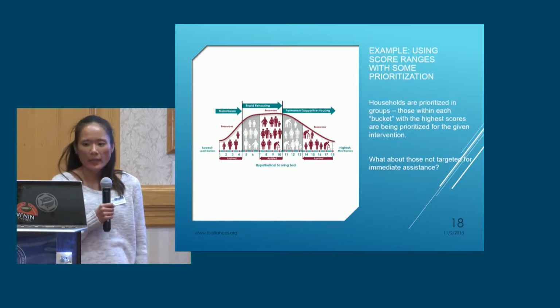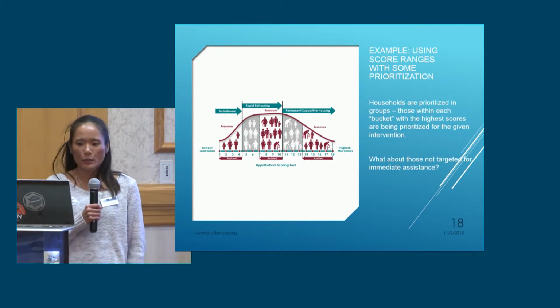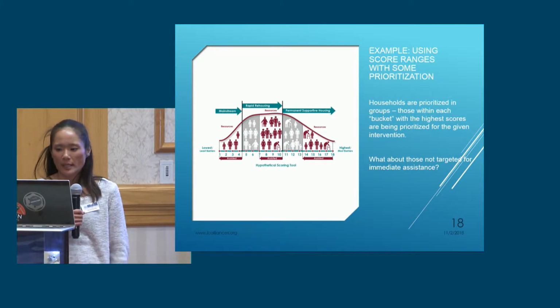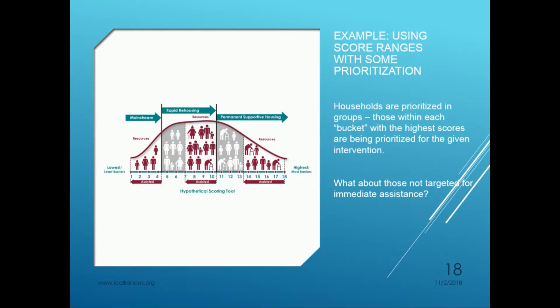So in this example, the households are prioritized within buckets or groups based on what their assessment score said about which intervention would be best for them. So higher scores within each bucket are being prioritized for the given intervention first, but because we are in communities where there are not enough resources to meet the need, that means that the households with a lower score, but a high enough score to prioritize them for a specific intervention, are being prioritized above households with a higher overall score, but not high enough to prioritize them for that specific intervention.